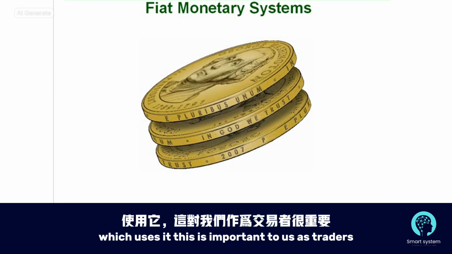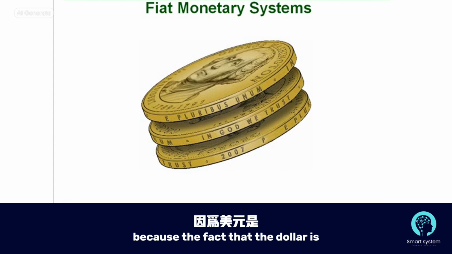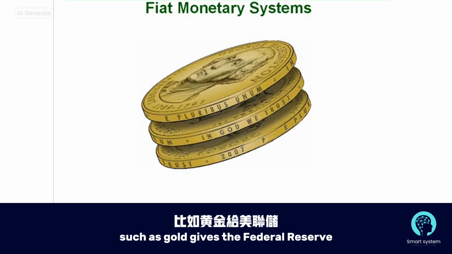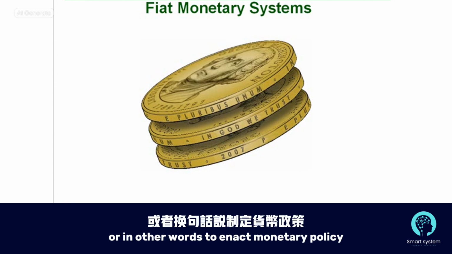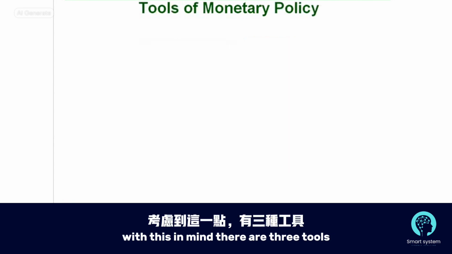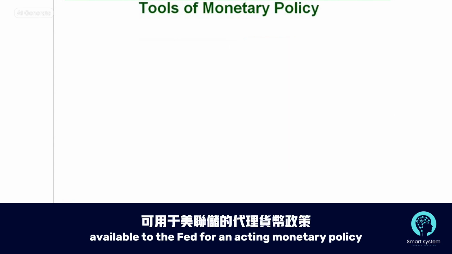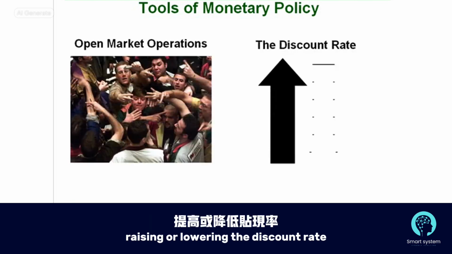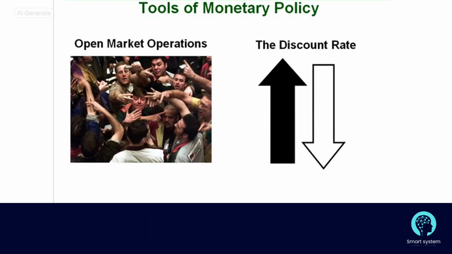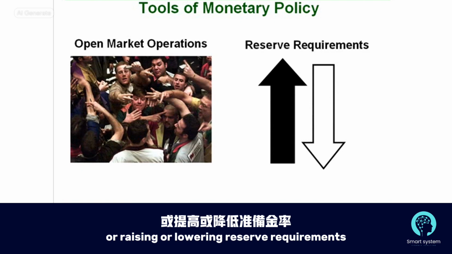This is important to us as traders, because the fact that the dollar is not convertible to a commodity such as gold gives the Federal Reserve the ability to increase or decrease the money supply as it sees fit, or in other words, to enact monetary policy. With this in mind, there are three tools available to the Fed for enacting monetary policy, which are open market operations, raising or lowering the discount rate, or raising or lowering reserve requirements.